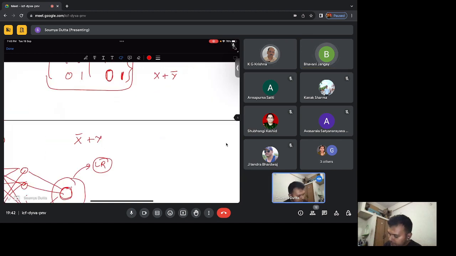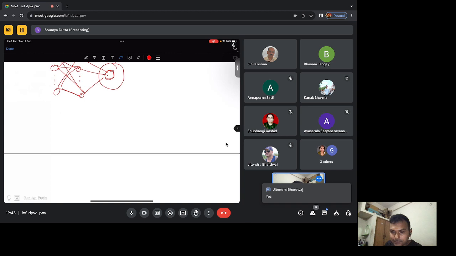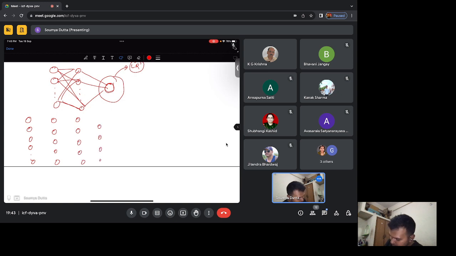Let me try to draw this. Then it will also become clearer to me. Okay. So this is my input. These are my hidden layers. Suppose I have a hidden layer. These are my inputs. This is hidden layer 1. This is hidden layer 2. This is output. These are my inputs. These are my 2 hidden layers.